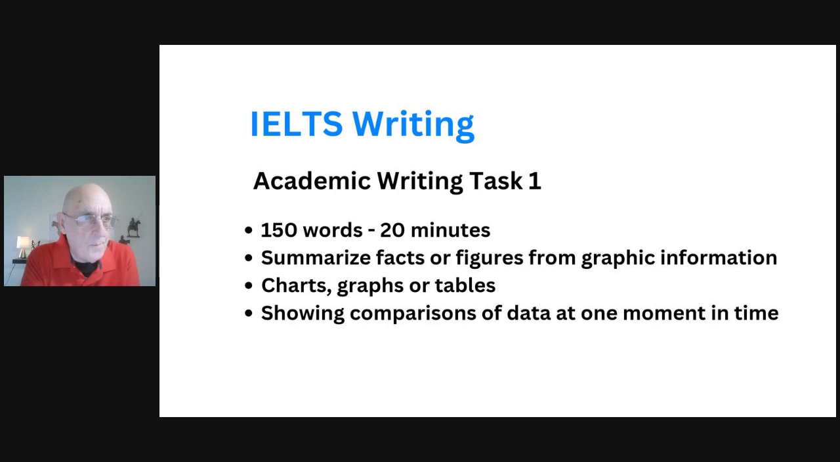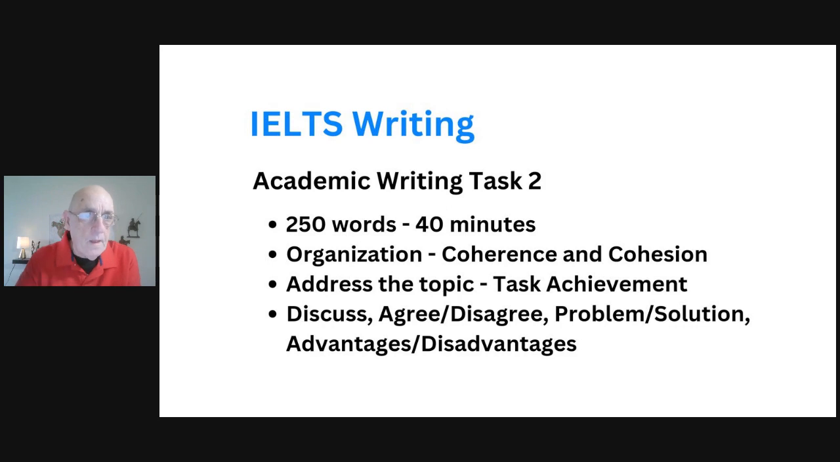The writing section is 60 minutes, and you'll spend 20 minutes on task 1 in the academic writing exam. And in writing task 2, you'll do 250 words for your opinion essay, and you'll take 40 minutes to do this. The reason that academic writing task 2 takes 40 minutes is not just because it's longer, but it's also worth twice as much when it comes to your score for IELTS writing.